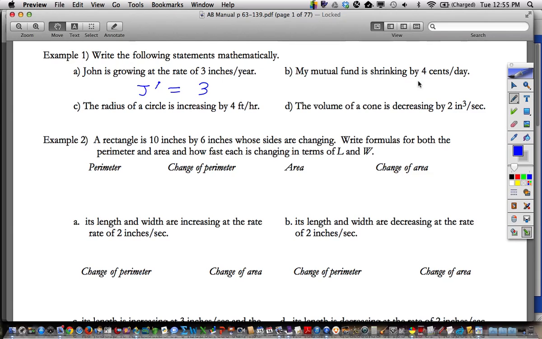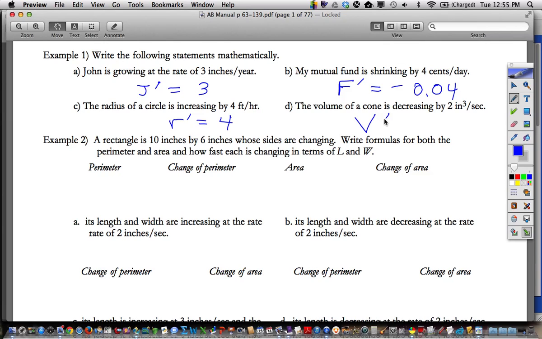All right, how about this? My mutual fund is shrinking by 4 cents a day. F prime equals negative 4 if you wanted to do cents. If you want to do it in dollars, maybe that. The radius of a circle is increasing by 4 feet per hour. R prime equals positive 4. The volume of a cone is decreasing by 2 cubic inches per second.